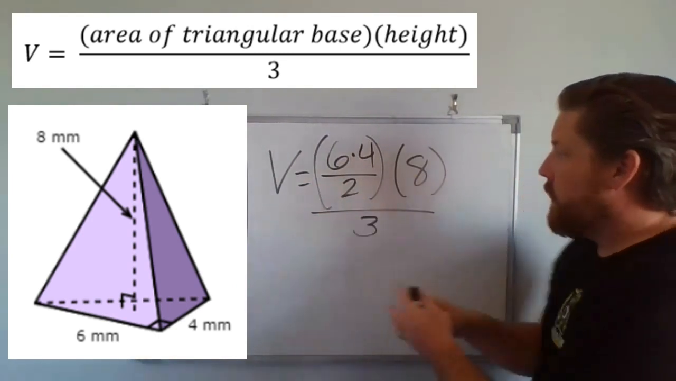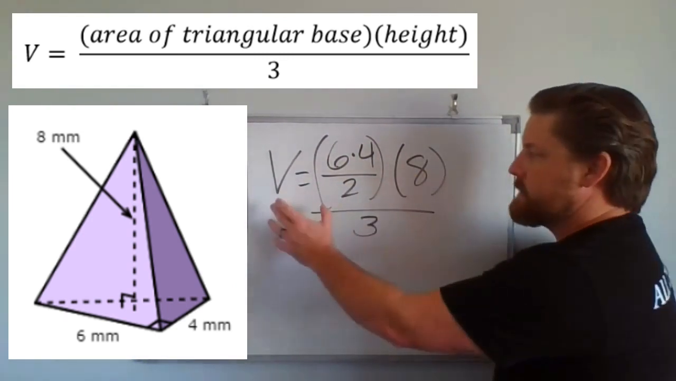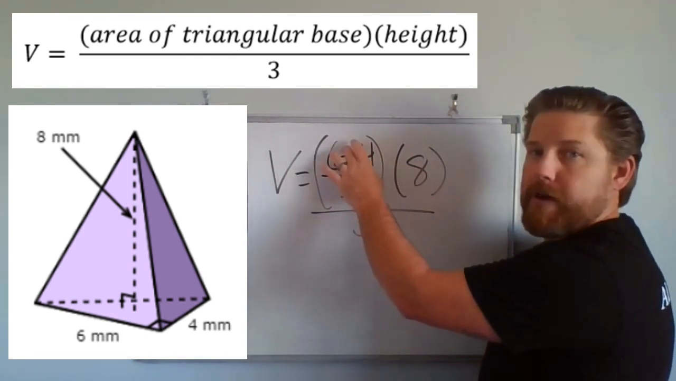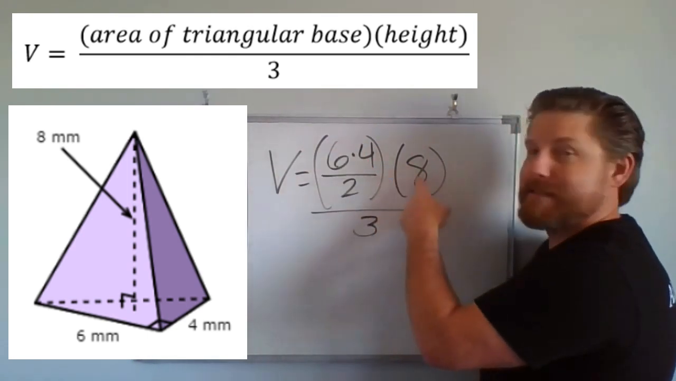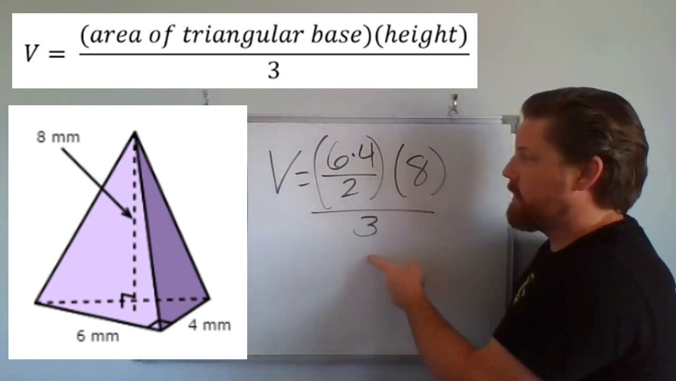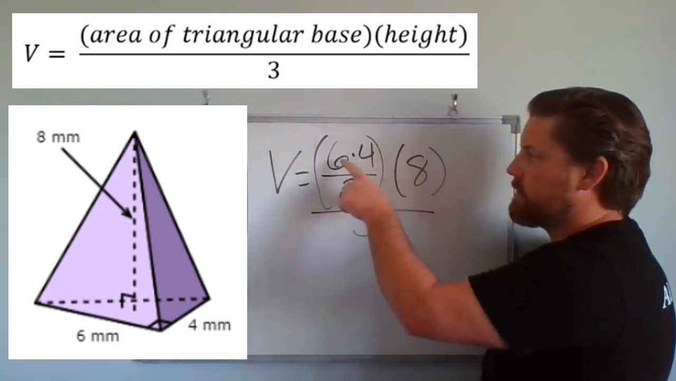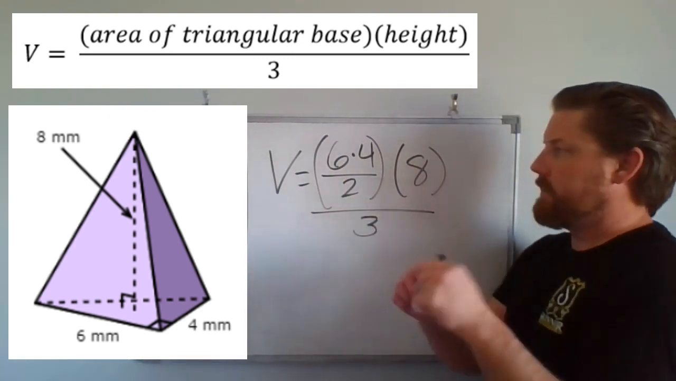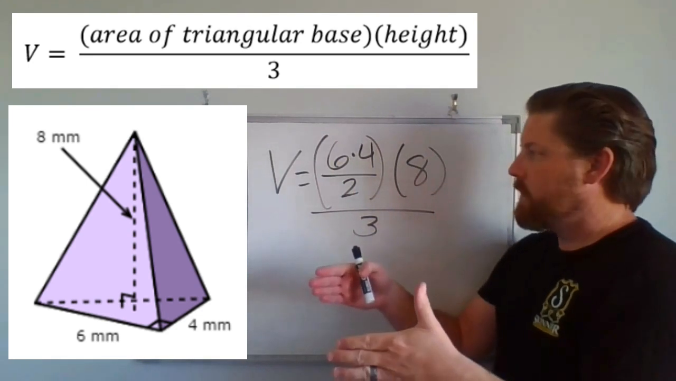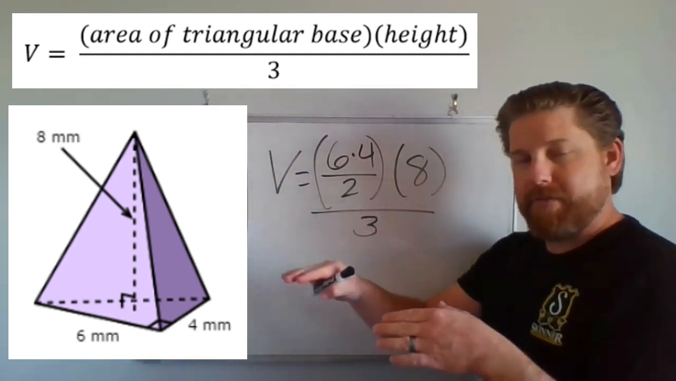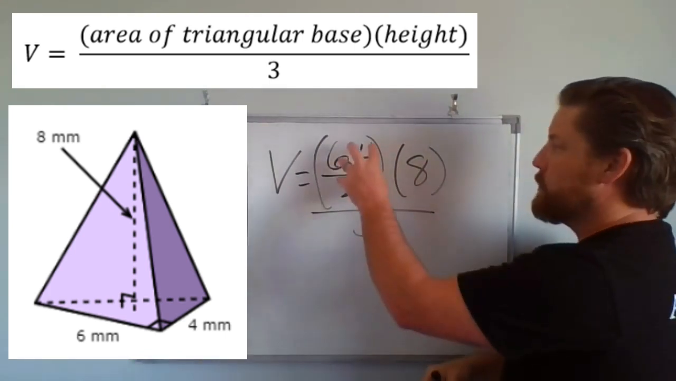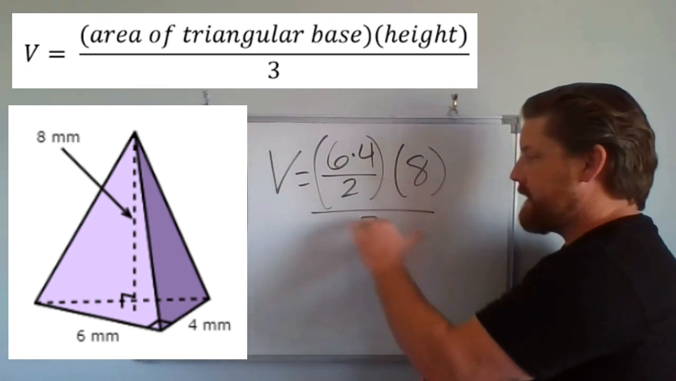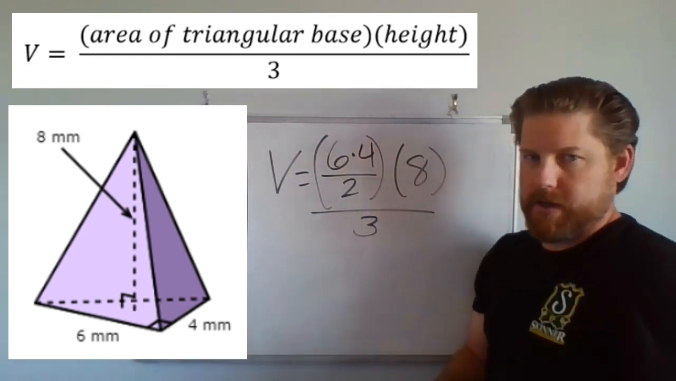Okay, so this formula says the volume of a triangular pyramid is the area of the triangle base times the height divided by 3. So this 6 times 4 divided by 2 is how you'd find the area of that triangle base. It's got a length of 6, the width of 4. So you do 6 times 4, but then you cut that in half to get the area of that triangle. Multiply that by the height of that triangular pyramid, and then divide it by 3 to get the volume of the triangular pyramid.